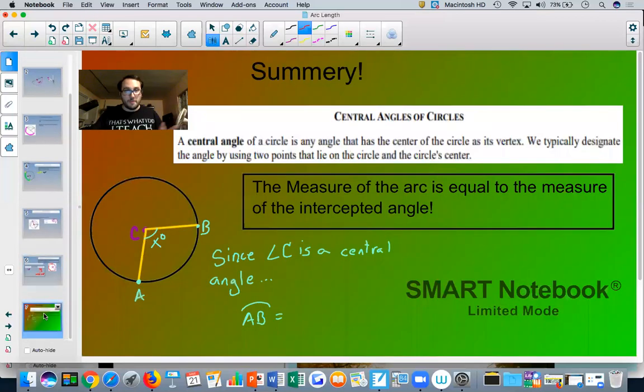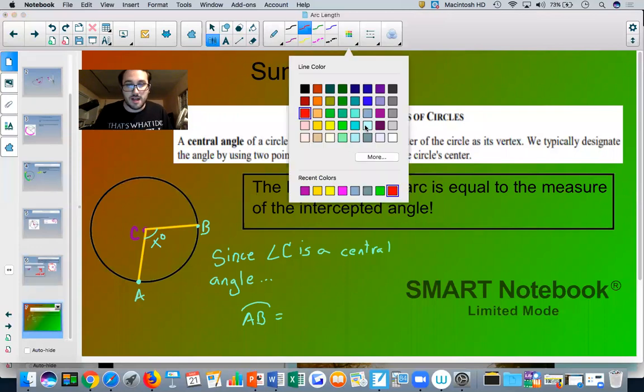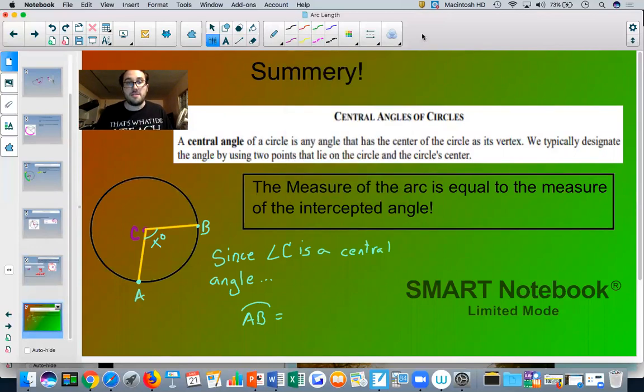All right, in summary, okay, we talked a lot. And there's two main things I want you to take away. A central angle of a circle is any angle that has the center of the circle as its vertex. We typically designate the angle by using the 2 points that lie on the circle and the circle center. So for example, in the example below, ACB is a central angle because C is the center of the circle. Now, if I ask you what the measure of the intercepted arc is, remember the intercepted arc is this piece over here, right?